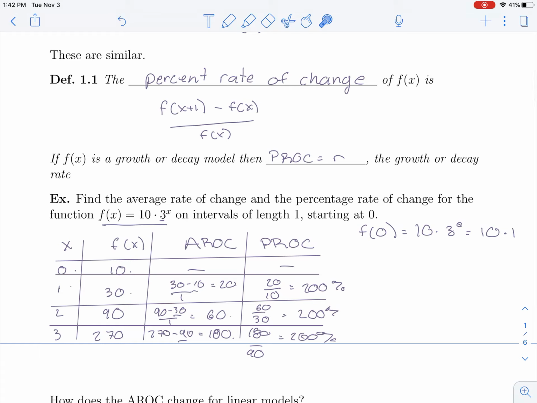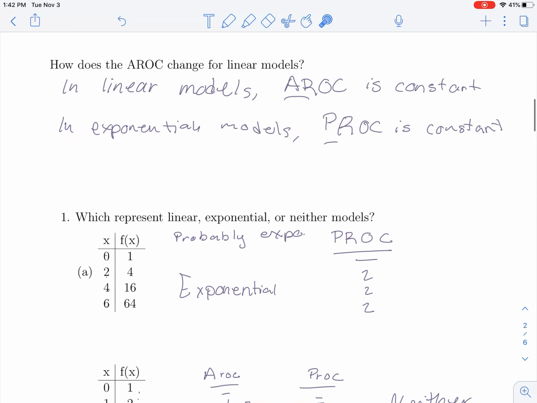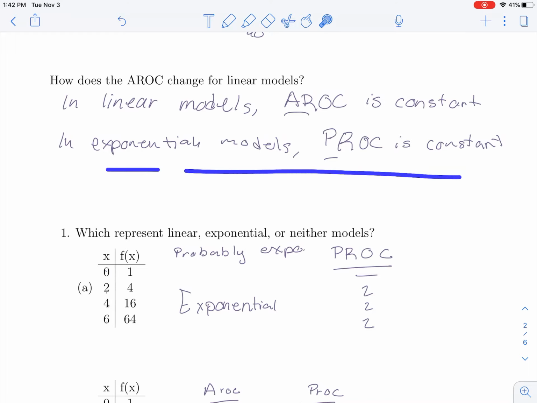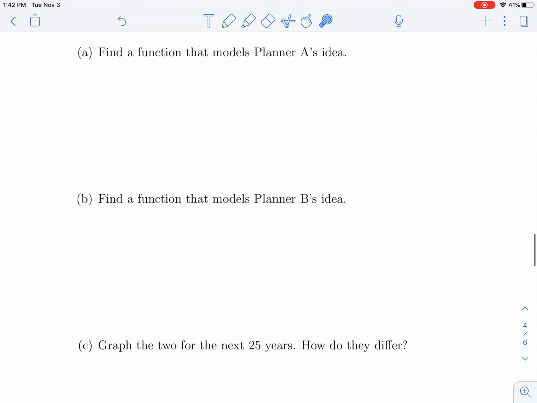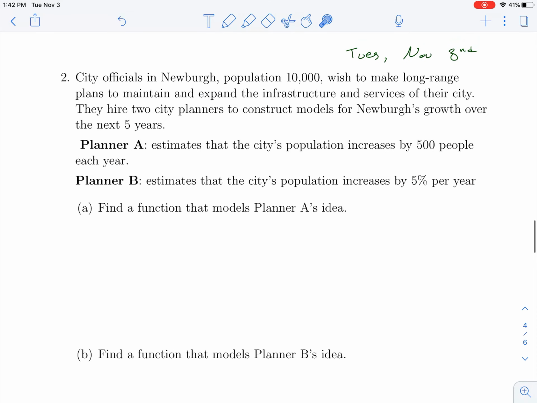And we looked at last time where exponentials are going to have a constant percent rate of change, but linear functions we know have constant average rates of change. And we talked about that here. So we did a few examples. I messed up my numbers, so my example actually didn't work. Whoopsies. So now let's do some actual examples from the book that I know will work.